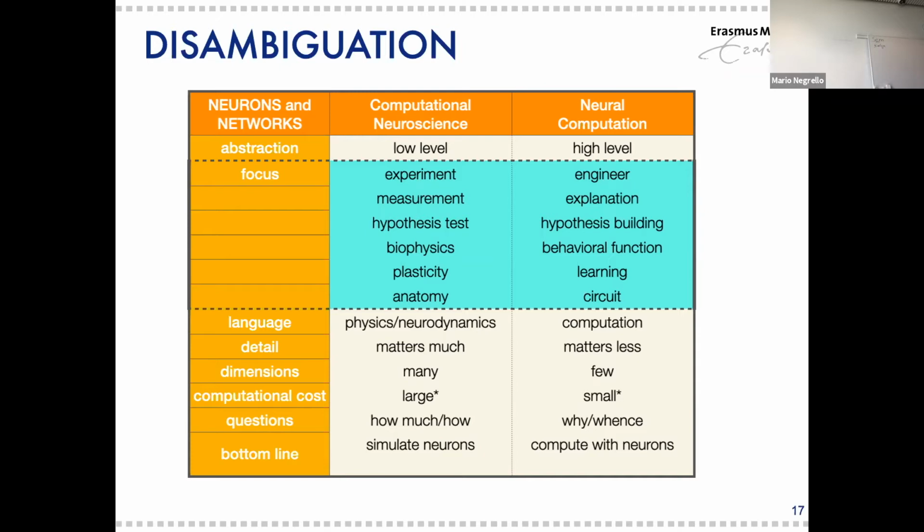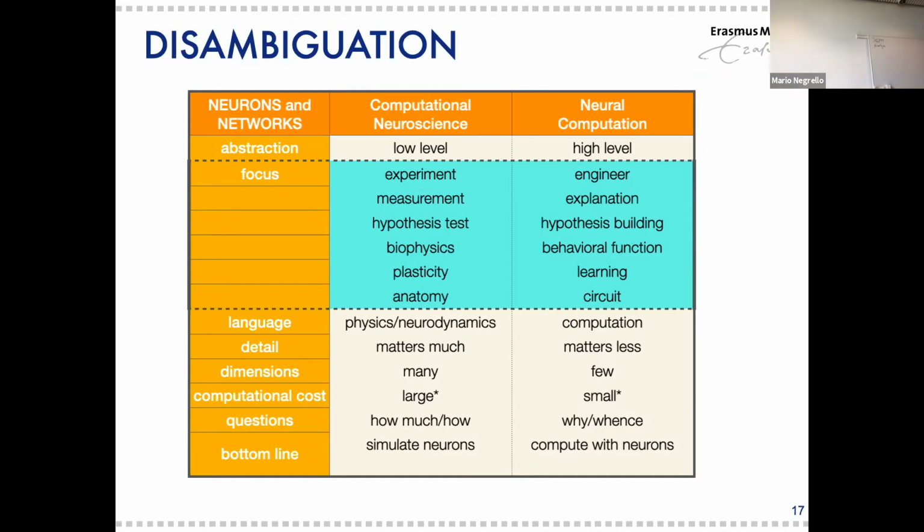The computational cost here per unit, that's the asterisk, is large. If you want to compute a single neuron at its exquisite detail, it might take weeks. Whereas in neural computation, Google will compute millions of neurons right now on that chip. But these neurons are much simpler. So the computational cost per unit is larger in computational neuroscience.